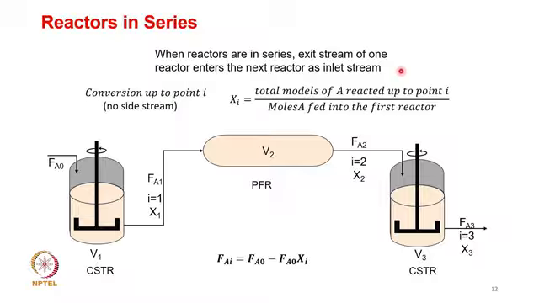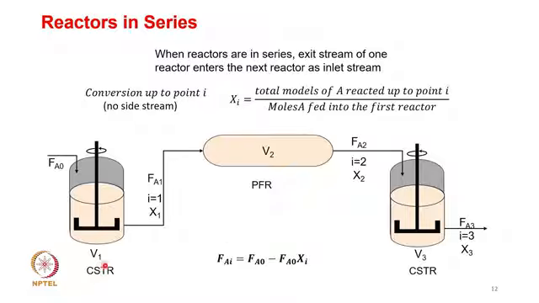Okay. And if there are no side streams, which essentially means that you are not taking any tapping from any particular stream, the conversion at a point i, where i is an arbitrary number, which is of course Xi, you can define as the total moles of A reacted up to the point i divided by the moles of A fed into the first reactor. So, wherever you have completed, how much is the total moles reacted up to the point i divided by the moles of A fed into the reactor. Now let us take a simple reactors-in-series example for illustration.